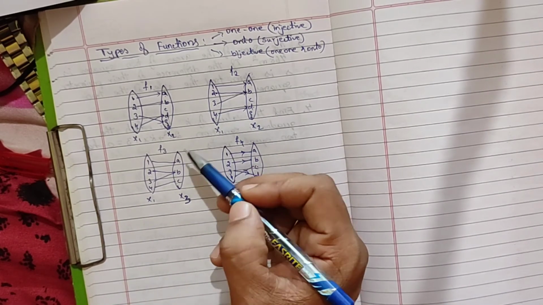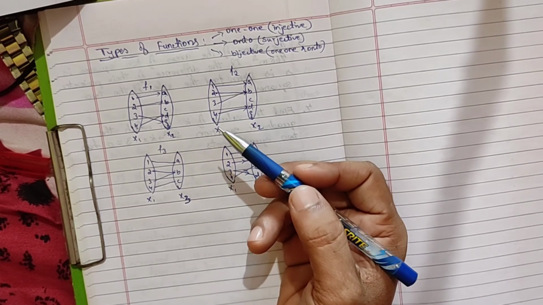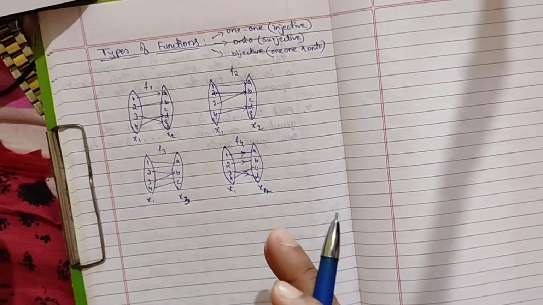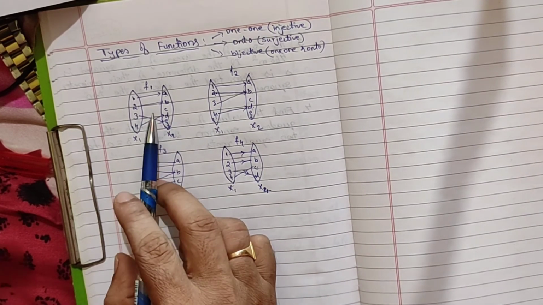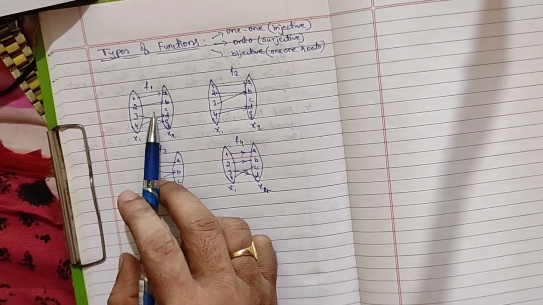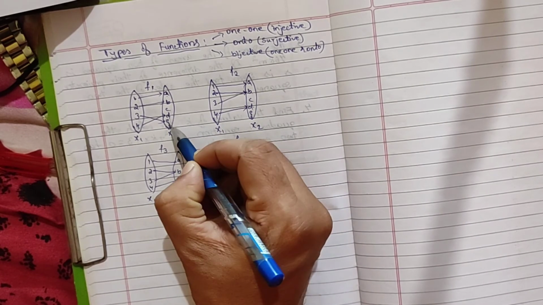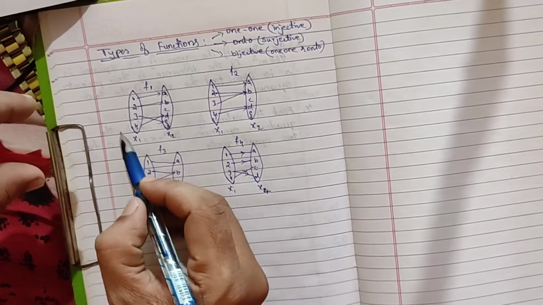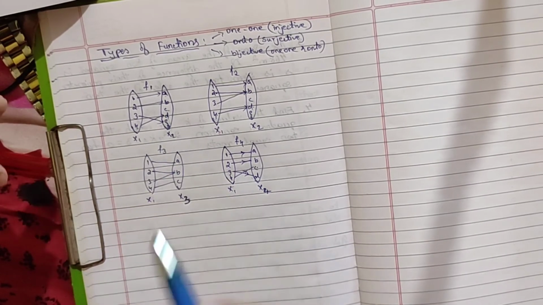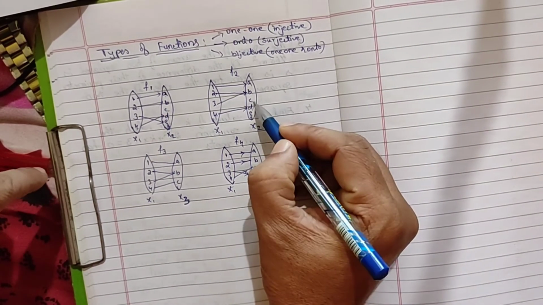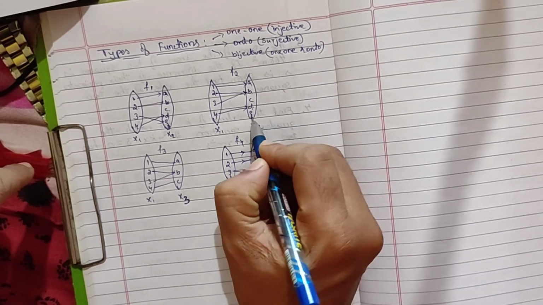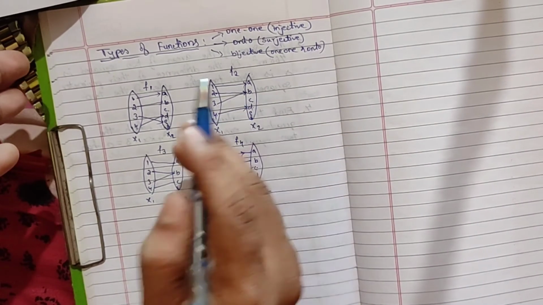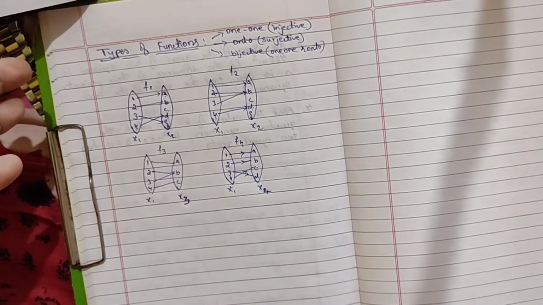These two are many-one functions also, we can say. But in terms of onto function, F1 is not an onto function. Why? Here C and F are remaining, there is no image for them. Here also the same thing: C, E and F have no image. So F1 and F2 are not onto functions.